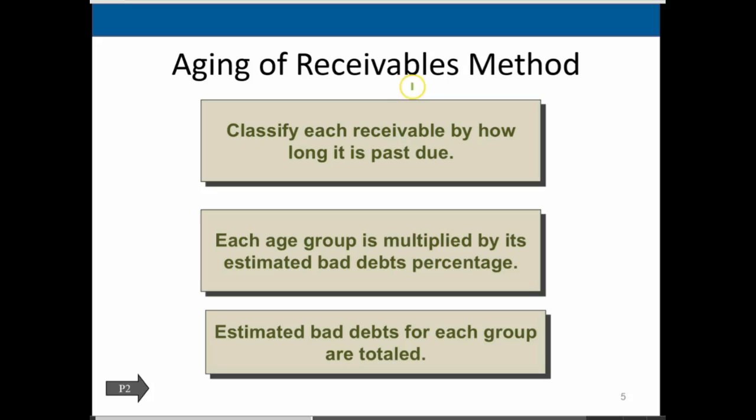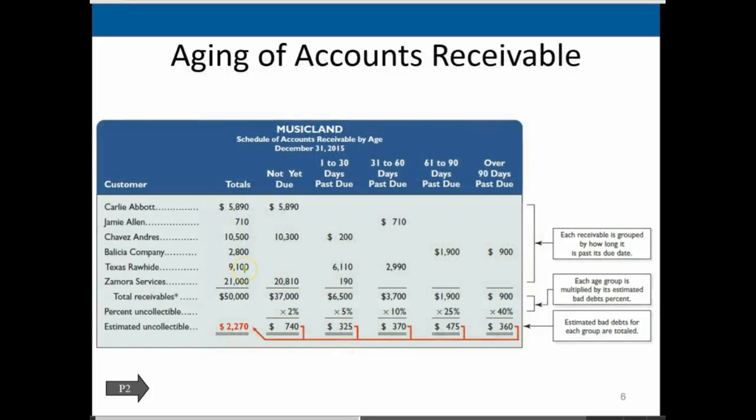Then we're going to use the aging of receivables. This is the other method that we could use, and generally, in my experience, we're going to use some type of aging. Instead of just taking the sales and multiplying it times a percent, and a lot of times this method actually makes more sense to me, we classify each receivable by how long it is past due. Each age group is multiplied by its estimated bad debt percentage, and the estimated bad debts for each group are totaled. To me, this seems a more precise way to come up with the bad debt number. We're going to look at an aging report.